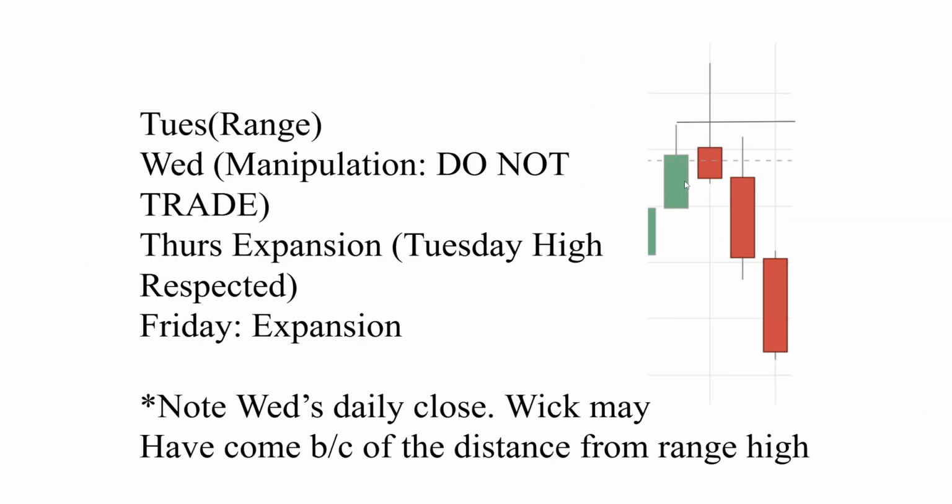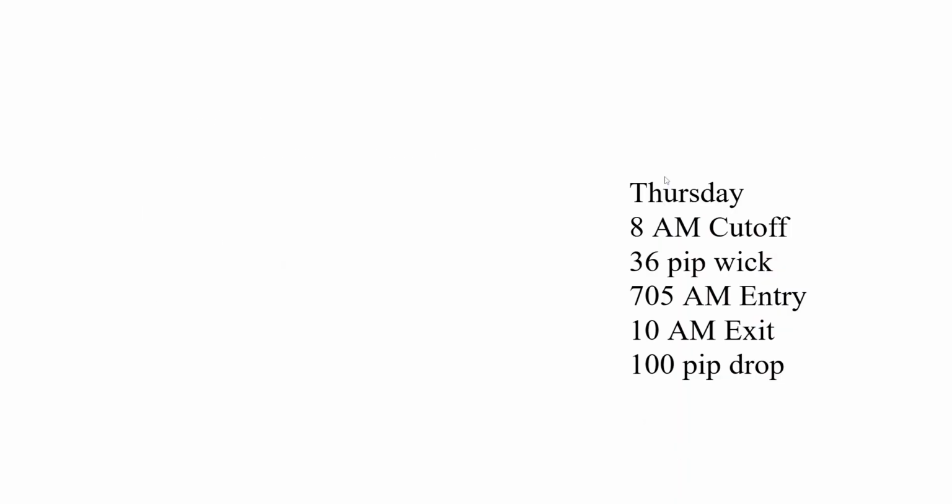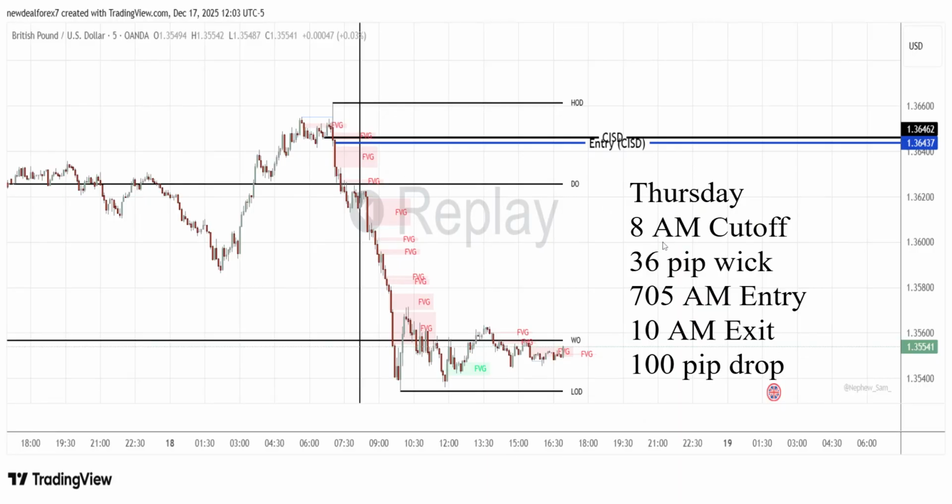So here's one with a continuation where you have a Tuesday range, this green candle here. Wednesday gave the manipulation. We're not trading that day. This is Thursday. So we see because price traded and closed all the way down here, look at this large gap between Tuesday's range high and the close on Wednesday. So Thursday we have to make allowance for a possible wick or a retrace, and that did happen. So this is Thursday. So Thursday had a 36 pip wick.